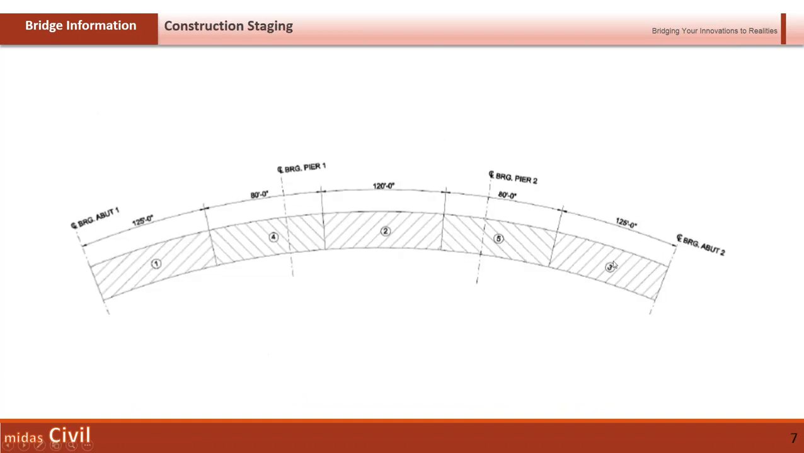This is the construction staging information. You have negative moment zones and positive moment zones. The positive moment zones will be constructed first, in the first stage, then the negative moment zones will be done in the second stage. These are the construction staging information that we'll be using in our model.